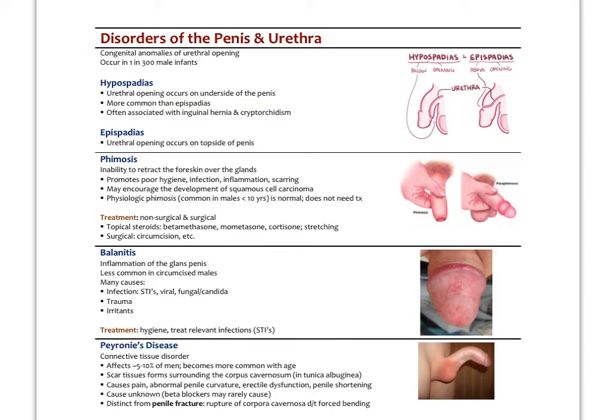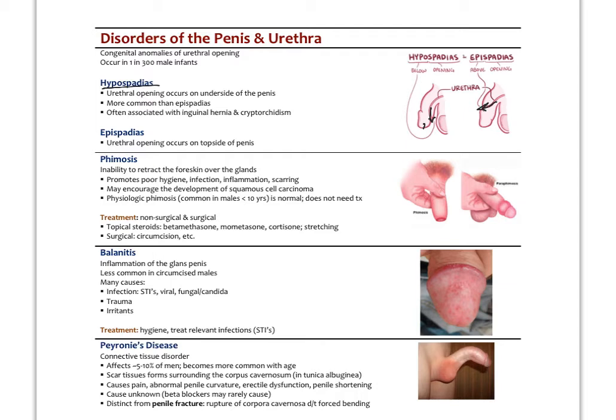In terms of disorders of the penis and urethra, we can have a couple of problems. One would be congenital anomalies of the urethral opening. These happen in every 1 in 300 male infants. The first would be hypospadias, and that's the urethra opening that occurs on the underside of the penis. So instead of in the glans, here we have a penile opening on the underside of the shaft, and that's called hypospadias, versus epispadias, which is the urethra opening on the top side.